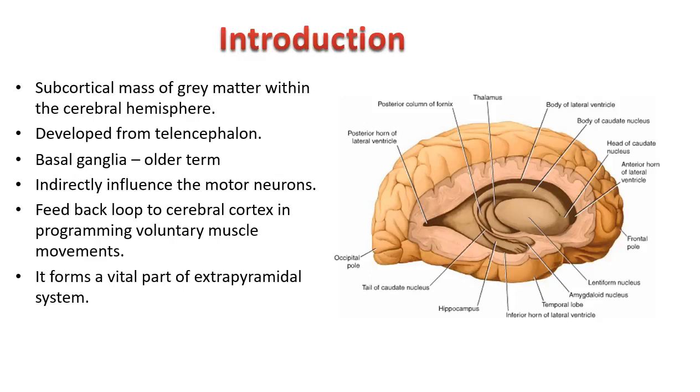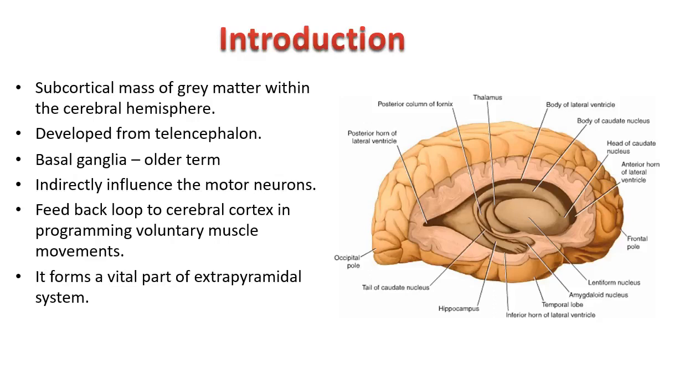So they are responsible for the movements, but programming these movements and the smooth conduction of the movement is mainly by the extrapyramidal system, that is, the descending fibers. Mainly your rubrospinal fibers, tectospinal fibers, vestibulospinal fibers. These are all descending tracts which indirectly influence the muscle activity. So they bring about coordinated muscle movements.